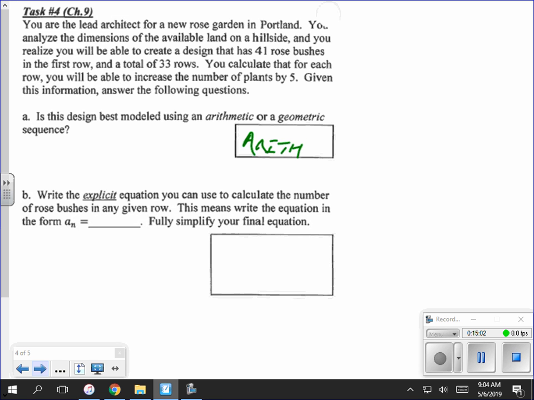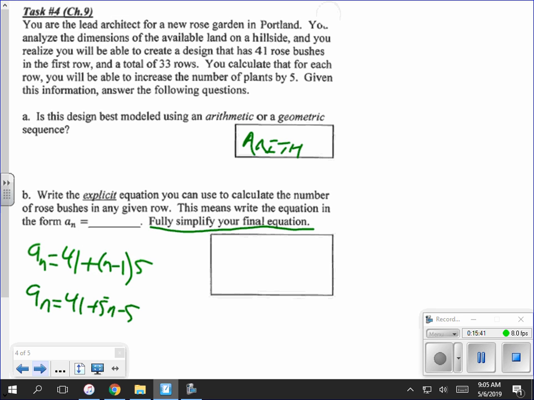Okay. Write the explicit equation and simplify it. A sub n is equal to the first number, how many are in the first row? 41, plus n minus 1 times what d is, the amount we're increasing by. And we're increasing by 5, so this would be 5. This is not the correct answer because you need to simplify it. Fully simplify your final equation. Distribute the 5. A sub n is equal to 41 plus 5n minus 5.